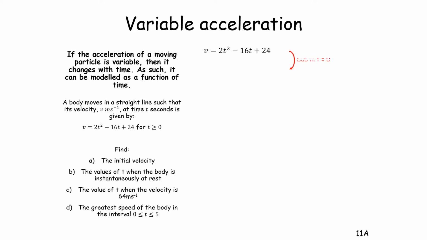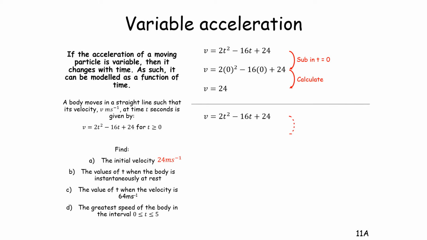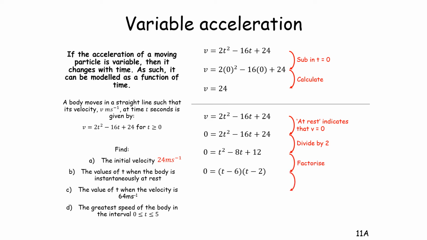So for the initial velocity, we simply substitute t equal to 0. We calculate, and that gives us 24 meters per second. So whenever an object comes to rest, the velocity would always equal 0. Because if the velocity is not 0, then it's not stopping, it's carrying on going. So you set velocity equal to 0, get yourself a quadratic. We simplify it by dividing by 2. We factorize, and that would give us the t value, t equal to 2 or t equal to 6.